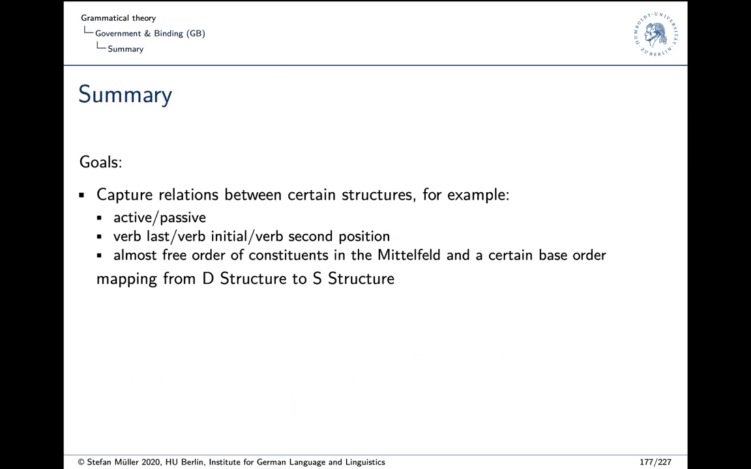Okay, to sum up, the main goals of government and binding or transformational theories in particular were to capture the generalizations, the relation between certain structures. So for instance, active and passive sentences, verb last and verb initial, verb second position, placement of the verb, the almost free order of constituents in the Mittelfeld. And that was done in mappings from D structure to S structure.